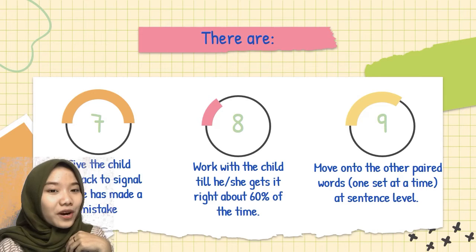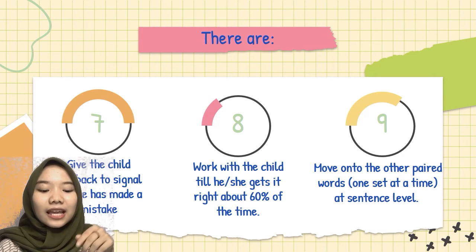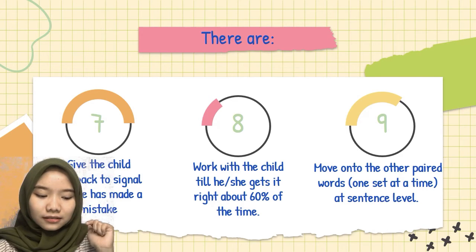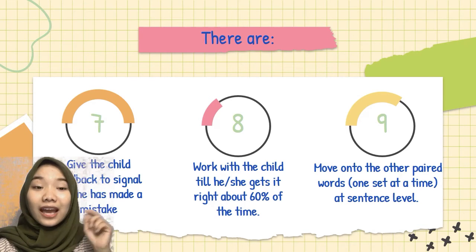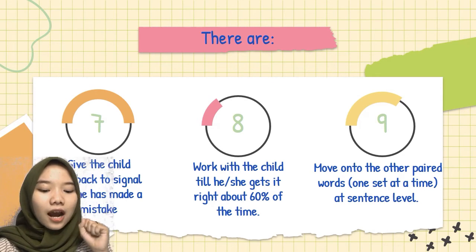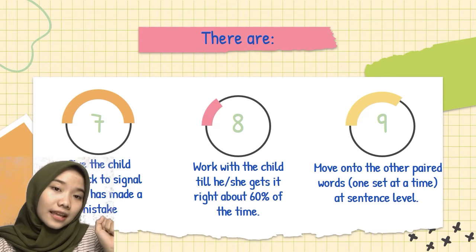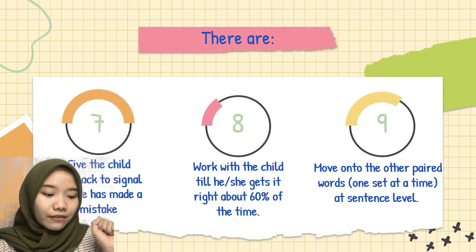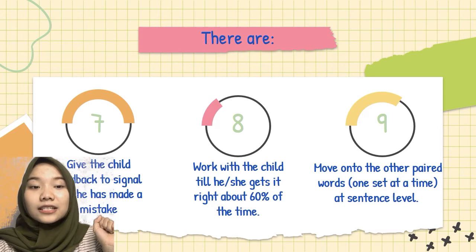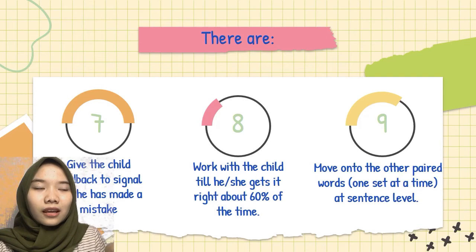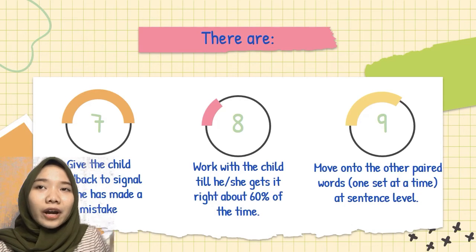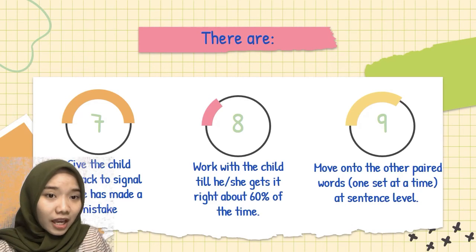Eight, work with the child until he or she gets it right about 60% of the time. And last, the nine is move on to the other paired words, one set at a time, at sentence level. You can use carrier phrases at this stage, like I love black, my favorite color is black, etc.